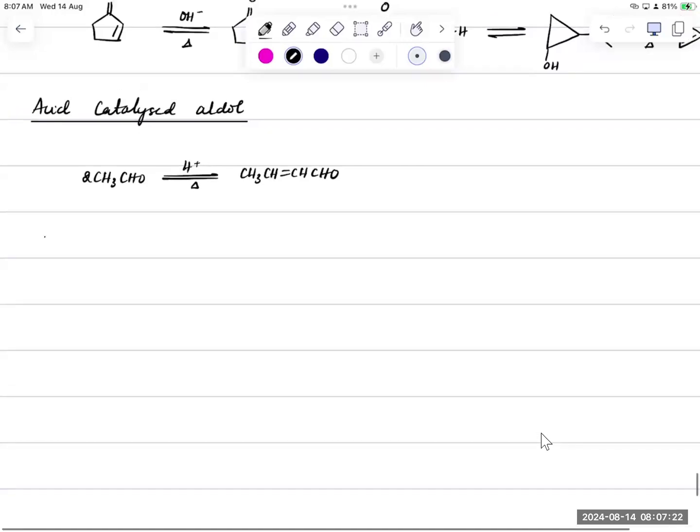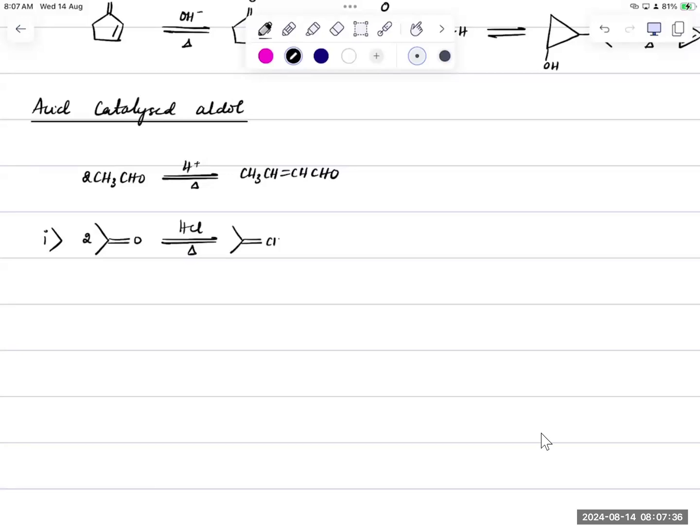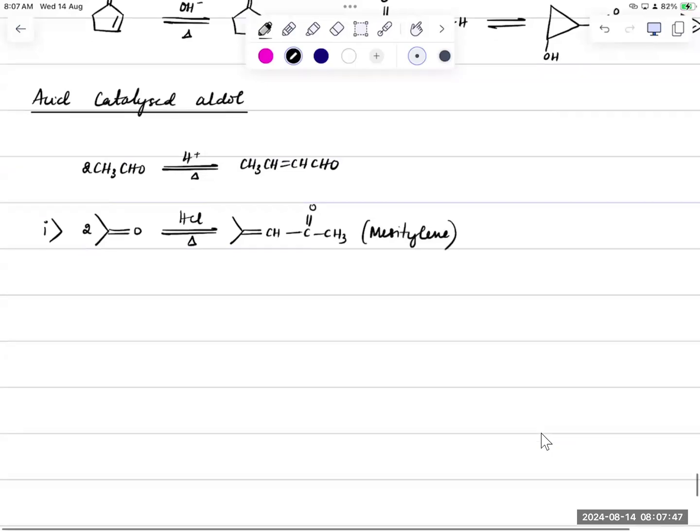First reaction being ketones. When you treat a ketone with HCl and heat, it depends upon how many moles I'm taking. If I take 2 moles here, I will get double bond CH, C double bond OCH. This is called mesityl oxide.